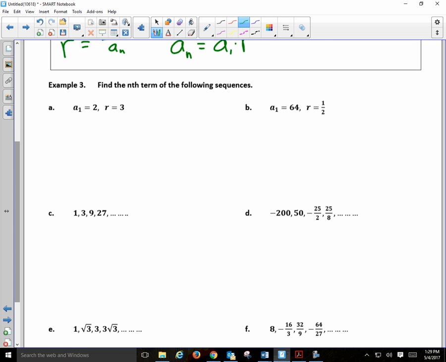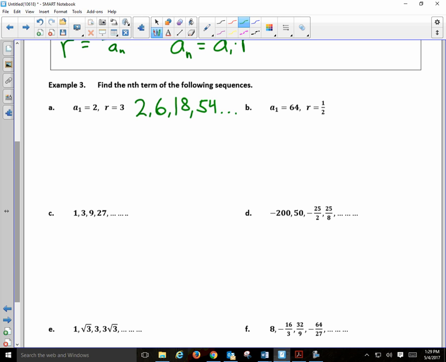In this situation, we have a sub 1 is 2 and r is 3. What's the first term in the sequence? 2. What would the next term be? 6, then 18, 54. We're multiplying each one by 3, correct? That's how the sequence is generated.